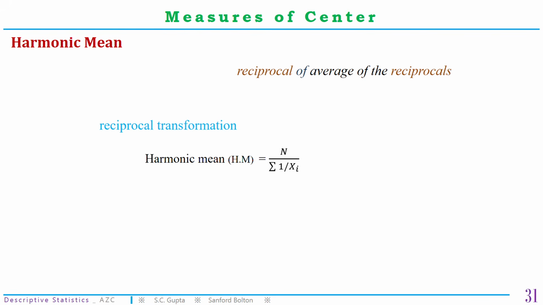Harmonic mean. The harmonic mean is the reciprocal of the average of the reciprocals of the observations. It represents reciprocal transformation of data to calculate the mean. The equation of harmonic mean is like flipping the arithmetic mean equation, as n is divided by sigma of 1 divided by x.